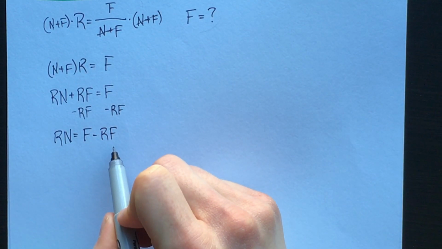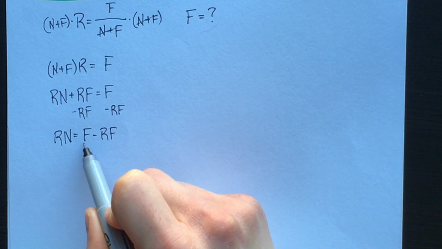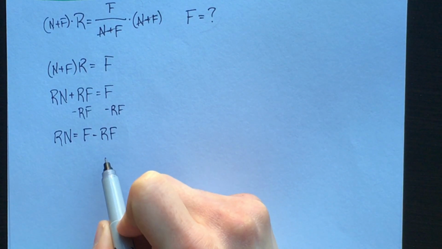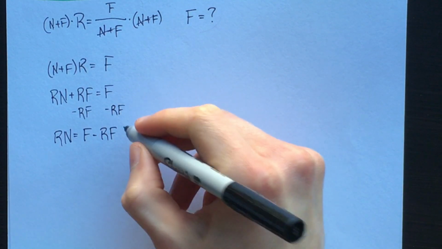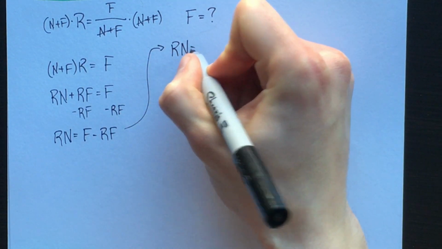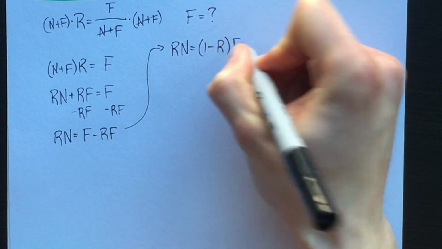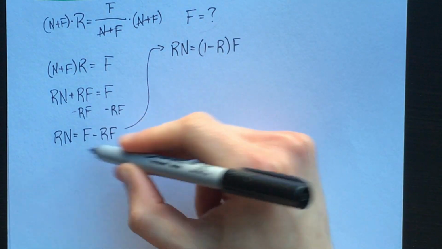Now this is a common situation where the thing you're trying to isolate is in more than one term, so you might have it in 2 or 3 terms. The trick here is that you factor it out. What you'd get is RN is equal to 1 minus R times F. You see how I factored that out? And again, if you want to check, you can multiply the F back in and see that you get this.